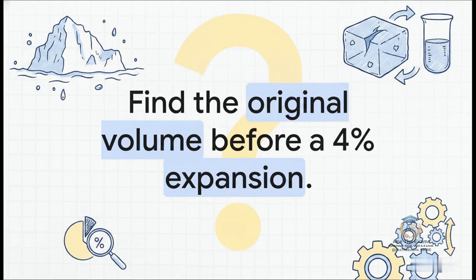I'll leave you with this massive reverse engineering challenge to decode on your own, taken directly from the Cambridge syllabus material. Water expands when it freezes by 4%. So if an iceberg sits at 12,700,000 cubic meters, which represents 104% of its original liquid volume, what was the starting amount of water? Apply the 1% rule, decode the problem, and you'll have it.